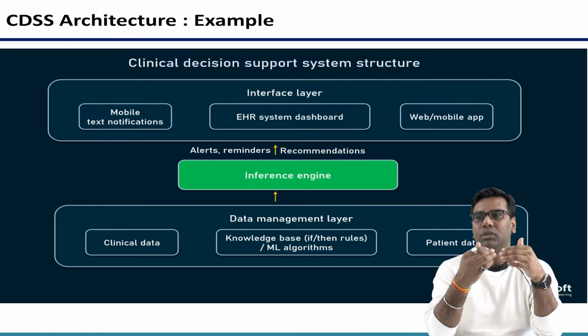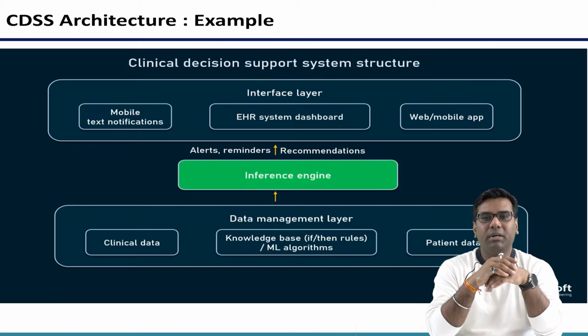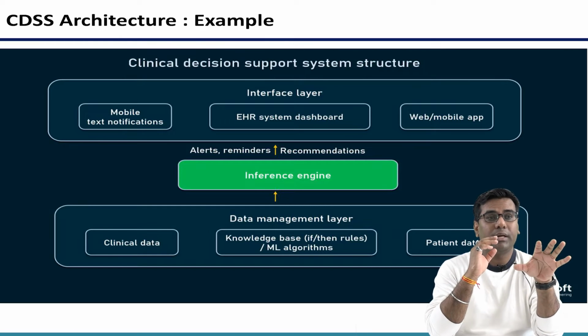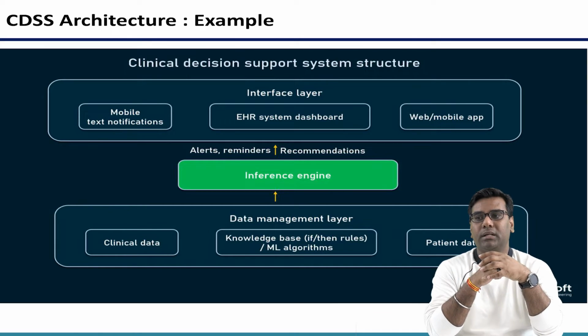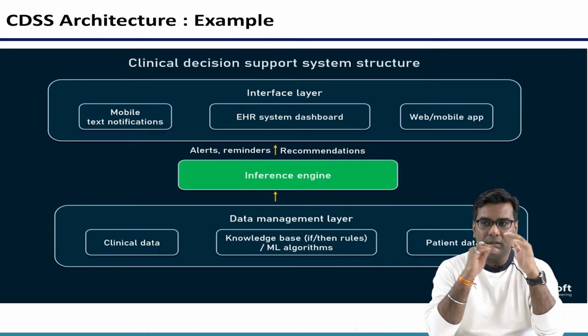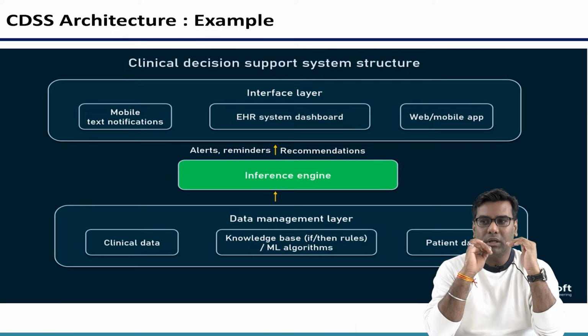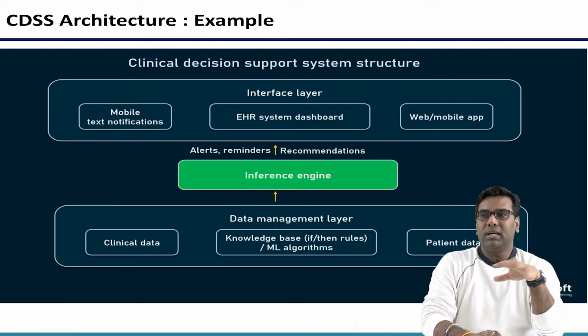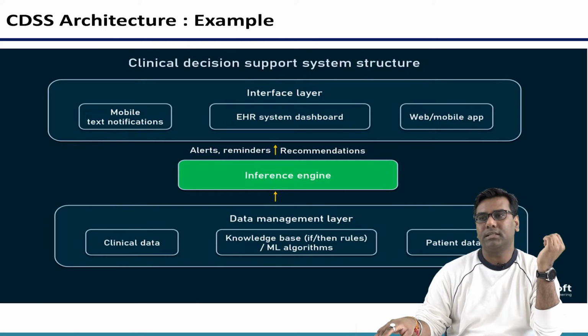The interface layer is connected with the data management layer, which means the whole clinical data, the knowledge base or if-then rules, machine learning algorithms, and patient data. Between them there is an interface engine that connects the data management layer with the interface layer. So this is one example of the CDSS architecture.